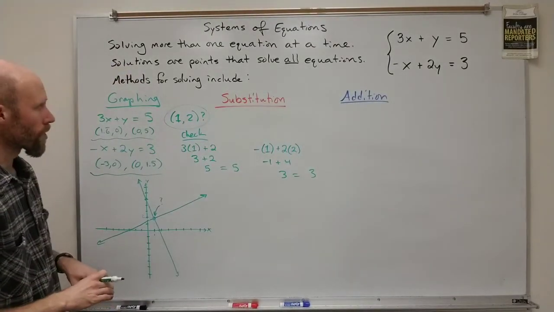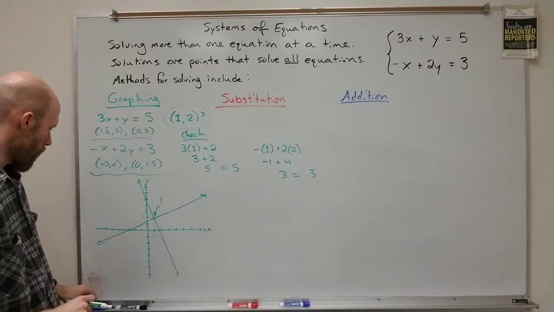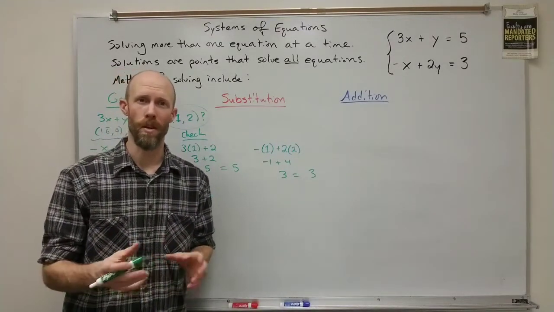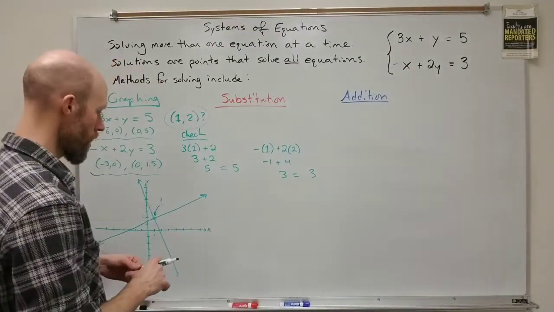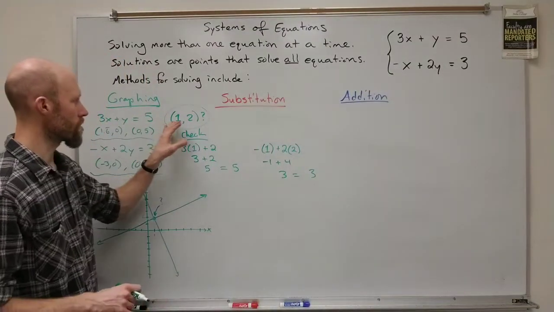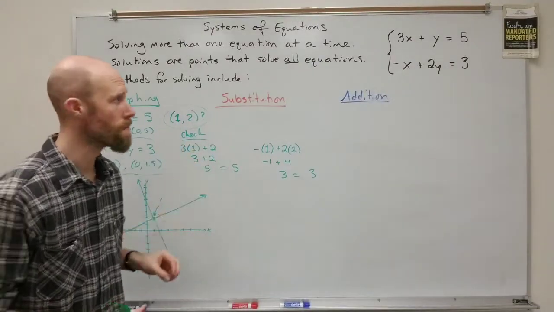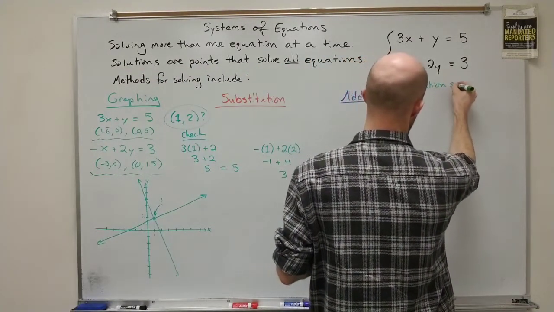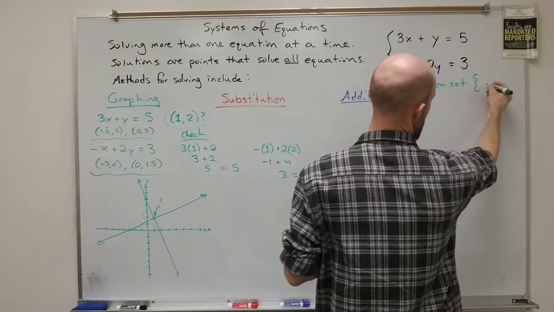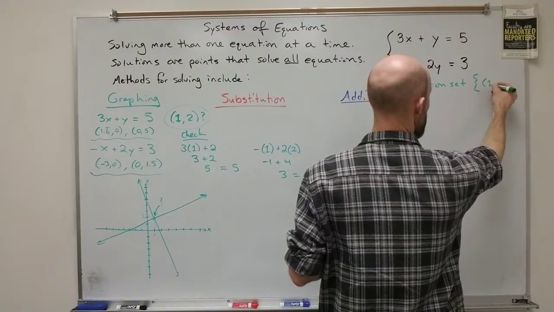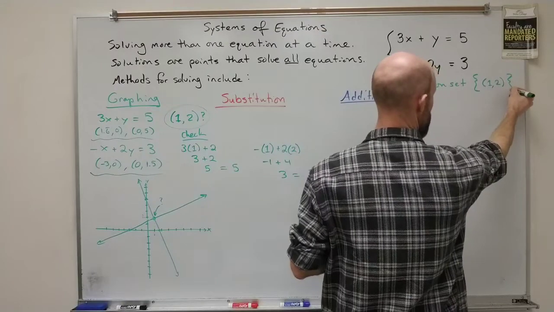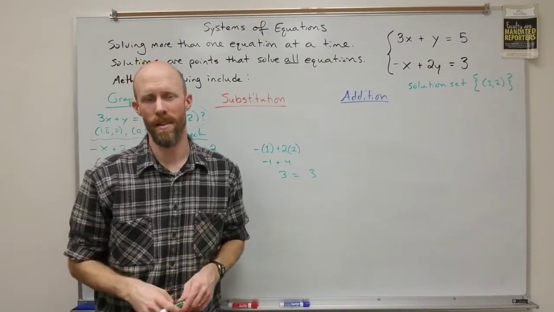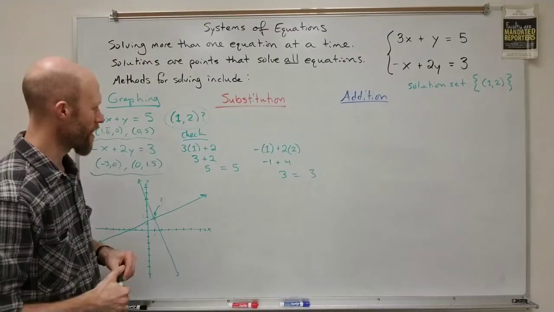Now, with systems of equations, we use something called a solution set. We've done a lot of work with set theory and looking at sets before. And so a solution set is the set that contains the solutions. So the solution set is going to be the set containing the point (1, 2). So now we can look at sets that contain points, not just sets that contain numbers. Sets can contain anything.